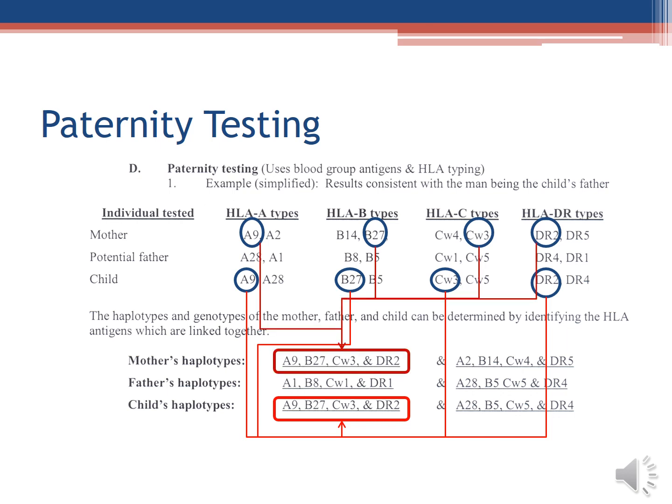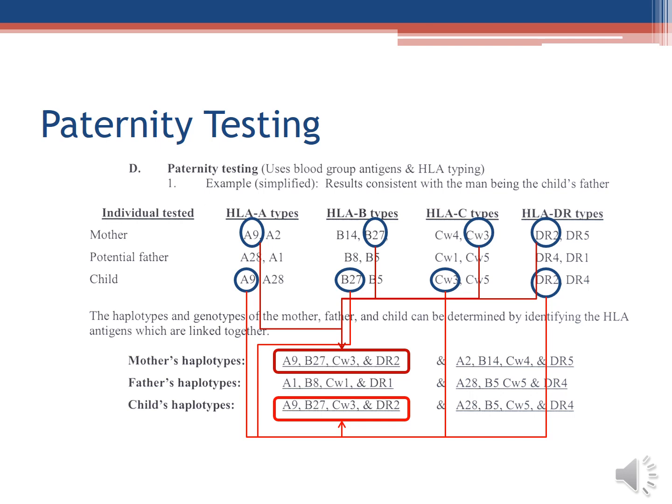Before you start clicking to go to the next slide, there will be some circles and lines drawn on this slide. So let me go ahead and get started. So we are doing a paternity test right now. We're trying to determine the potential father to see if this potential father is actually the father of this child.